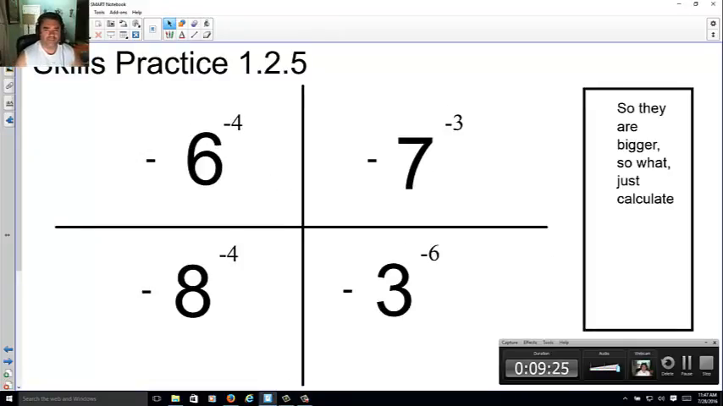Skills practice. So the bigger they are, so what? Just calculate. So if you need to calculate, go ahead. 6 to the fourth power, take 6 times 6 times 6 times 6, etc. Let's see how you did.